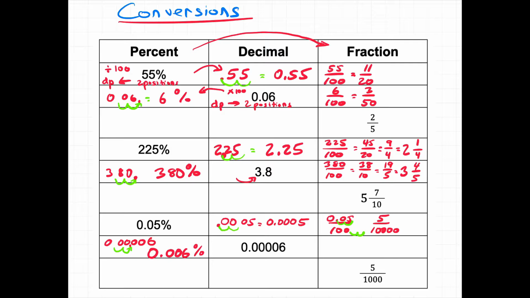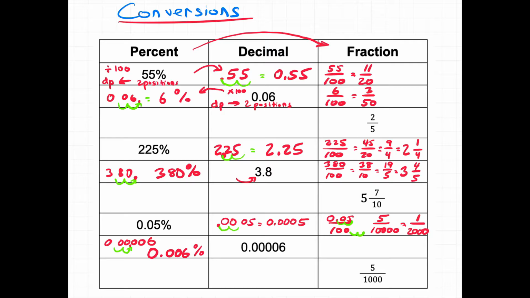Okay, now I can see they end in a 5 and a 0, so I can divide 5 by 5, I get 1, and I can divide 10,000 by 5, and I get 2,000. So 0.05% as a fraction is going to be 1 over 2,000. So that one's definitely a little bit trickier than the other two that we did above.